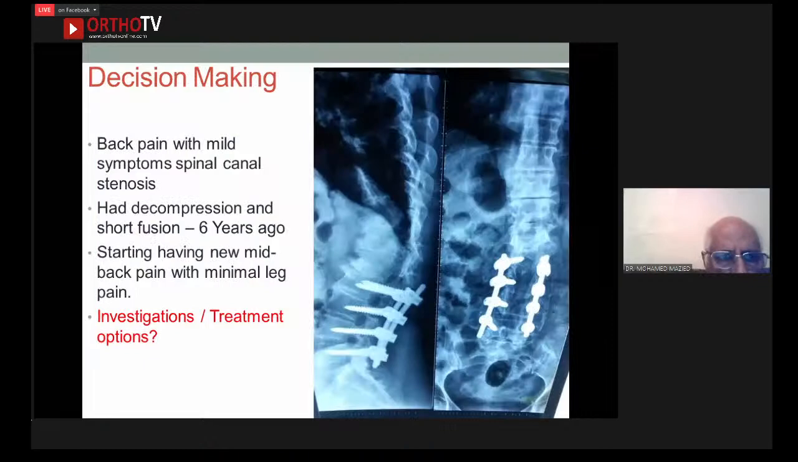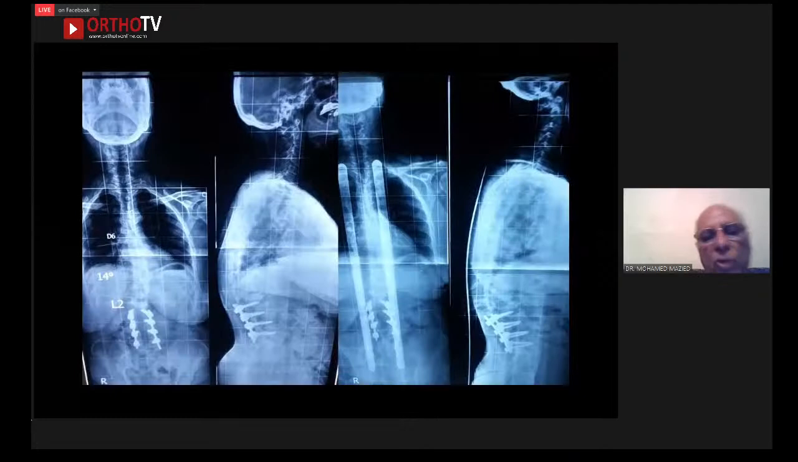Decision making: back pain with mild symptoms, spinal canal stenosis, had decompression and short fusion 6 years ago. Started having a new mid back pain with minimal leg pain. Investigation and the treatment: I gave her a brace and medical treatment. She was happy, as she also refused to have this major expensive surgery in the back, which I don't strongly recommend, except if there is total loss or major loss of the balance in the sagittal and lumbar spine. But she was happy with this kyphosis. I put the brace.